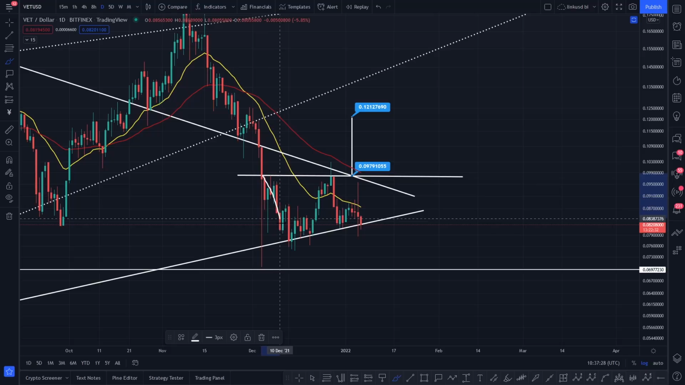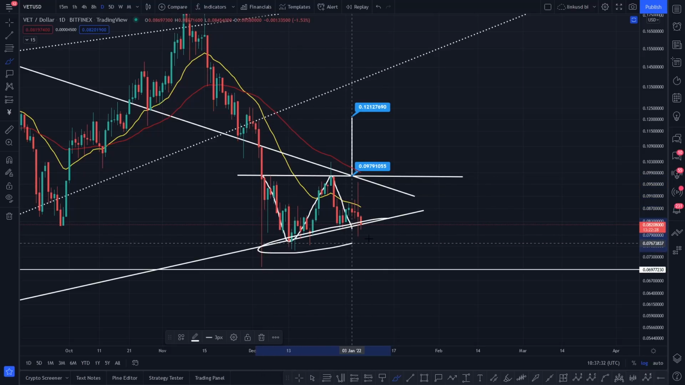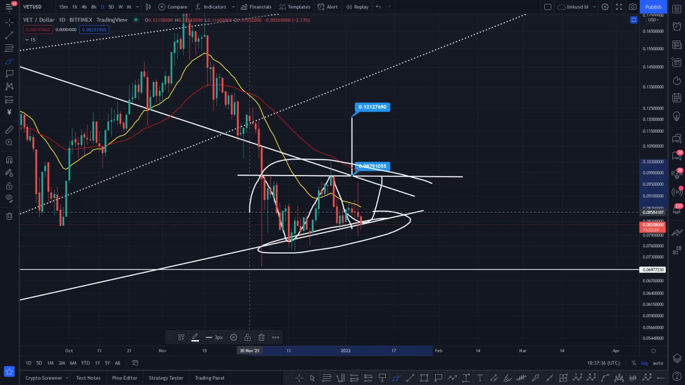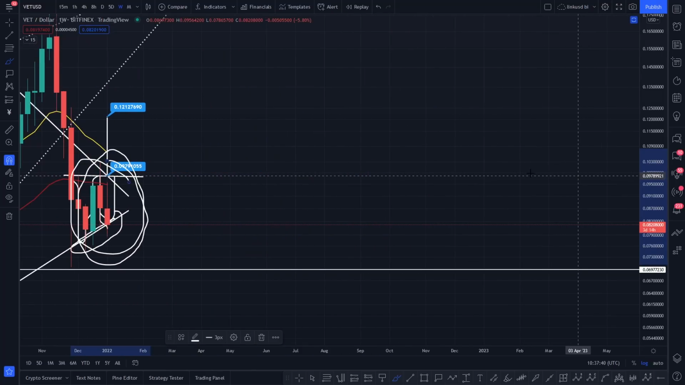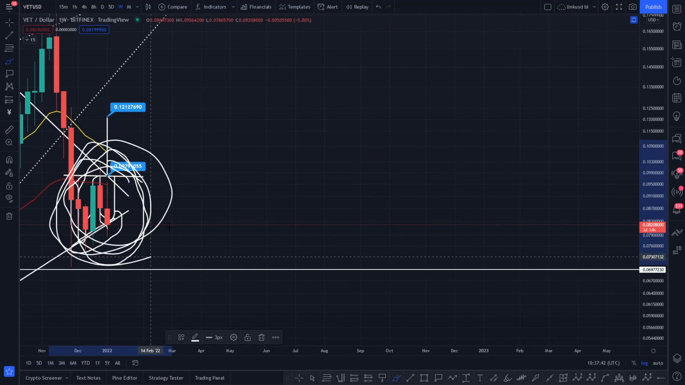So right now Vechain has come down. It's carving out this pattern basically. So providing you can hold these lows just there, you start to come back up and attack this level of resistance. Look how close you are in this apex here on the weekly time frame. Let's have a look. Look at that, how close you are inside that apex, looking for some kind of break.